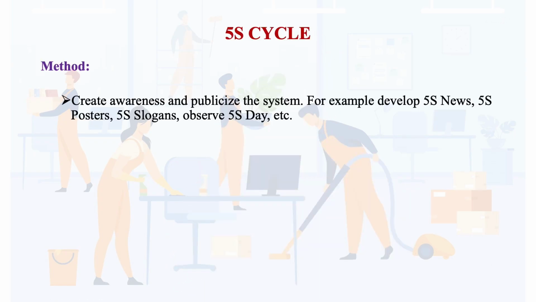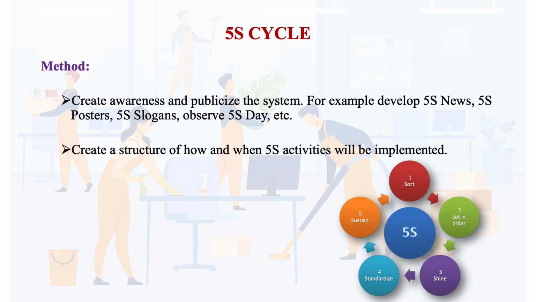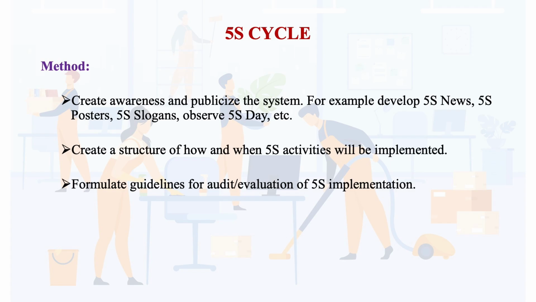The methods to accomplish this task are that, first of all, you create awareness and publicize the system. For example, develop 5S news, 5S posters, 5S slogans and observe 5S days. Create a structure of how and when 5S activities will be implemented. Formulate guidelines for audits and evaluation of 5S implementation.